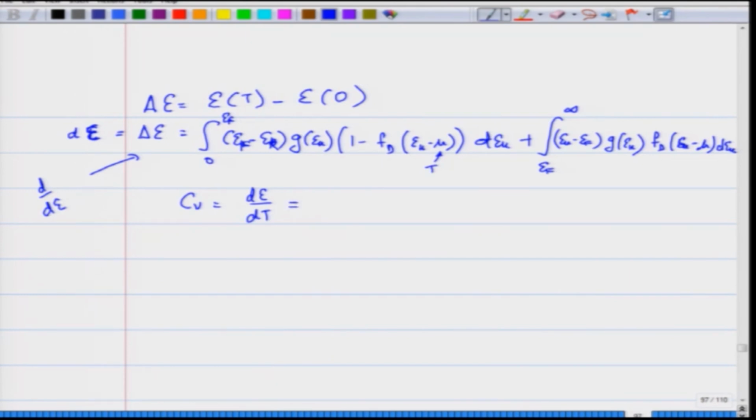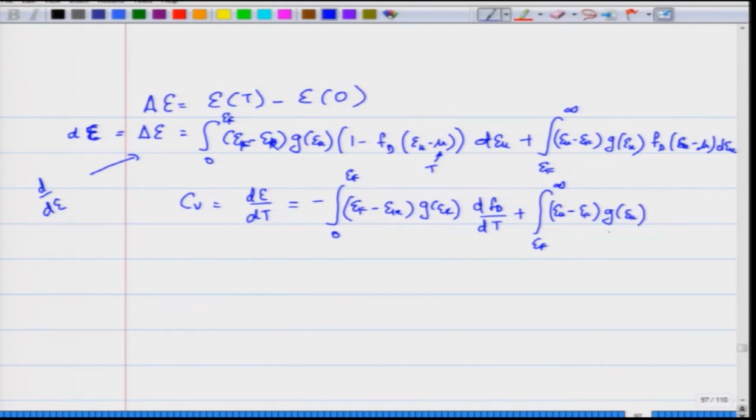So, then you will end up with an expression: integral 0 to EF of (EF minus Ek) G(Ek) dFd by dT dEk, plus integral EF to infinity of (Ek minus EF) G(Ek) dFd by dT dEk, plus this term. When you take the derivative of the above expression, which corresponds to the change in energy when you change the temperature, this is the only one which is temperature dependent.